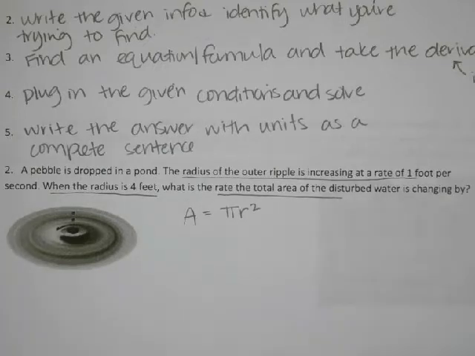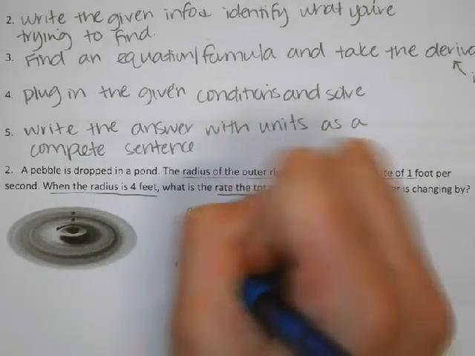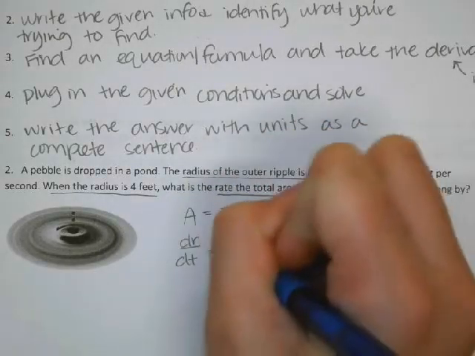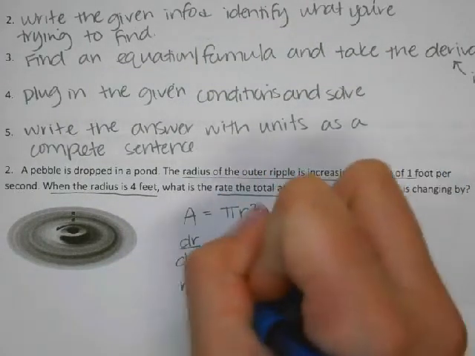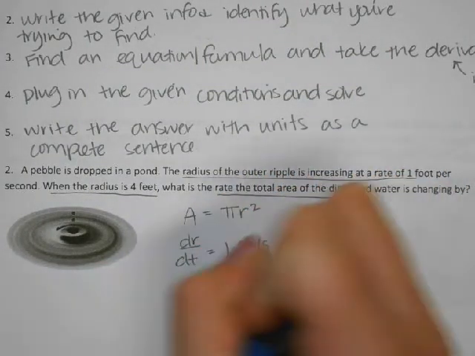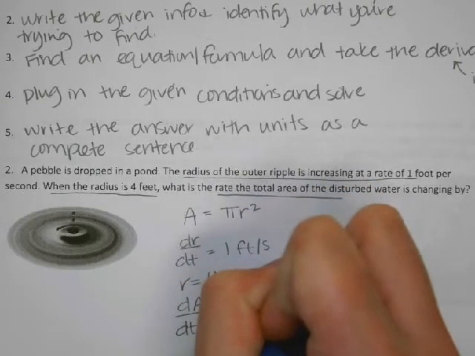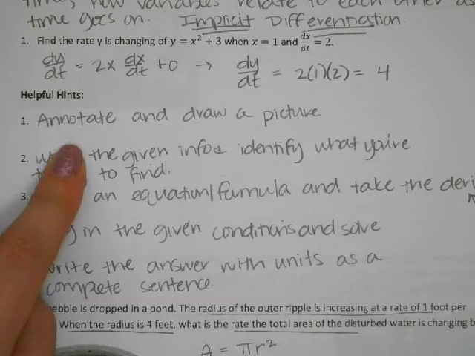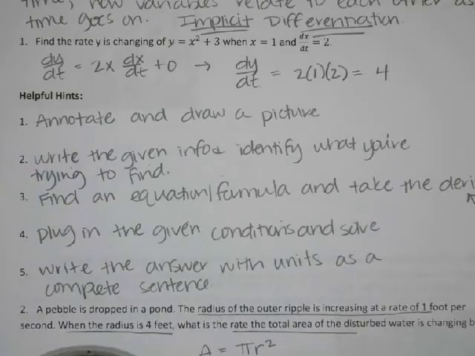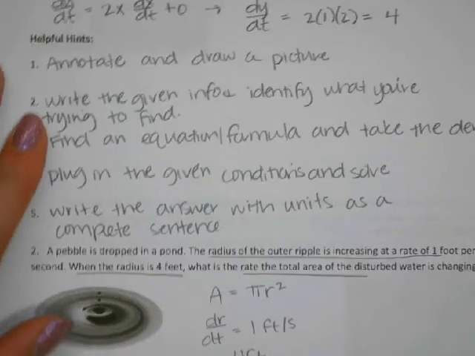So I'm going to go ahead and write down the information I have. I have dr/dt is 1 foot per second. I have that r is 4 feet. And I have that I'm trying to solve for dA/dt. That's the one thing that I don't know in the problem. Right? So I annotated the problem. I didn't need to draw a picture because it was there for me. I wrote the given information and identified what I was trying to find. That was the dA/dt.